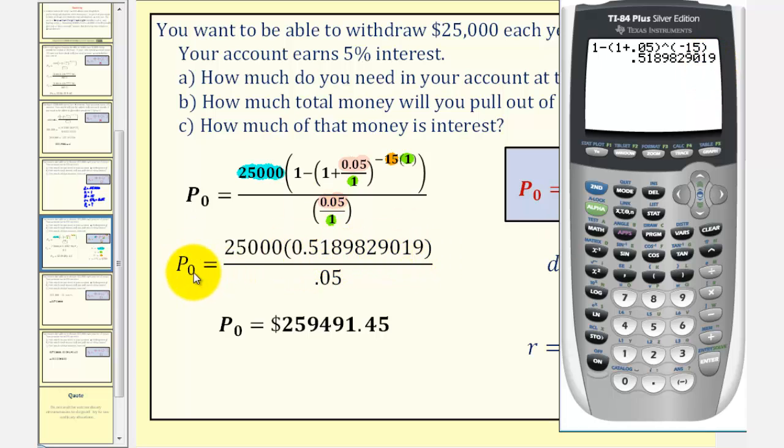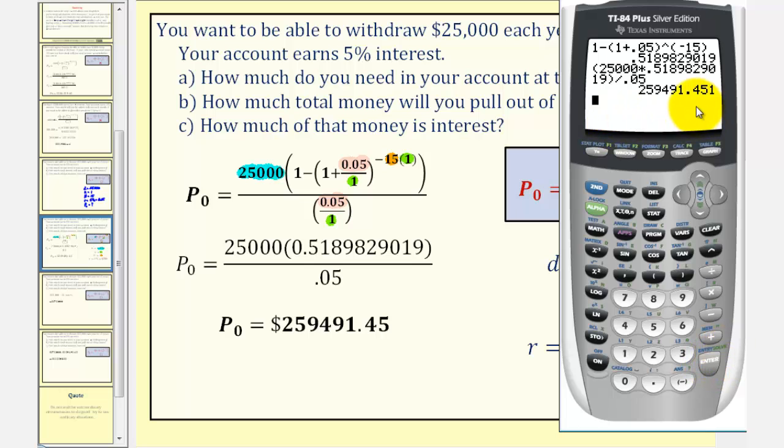So now to find P sub 0, we want to find this product in the numerator and then divide by 0.05. So in the numerator we would have 25,000, which I'll put in parentheses, times 0.5189829019, and we're going to divide this product by 0.05.